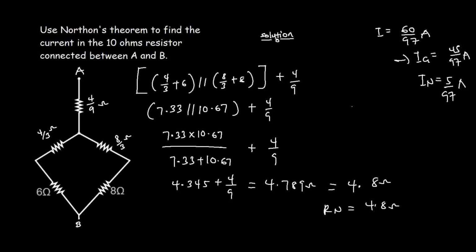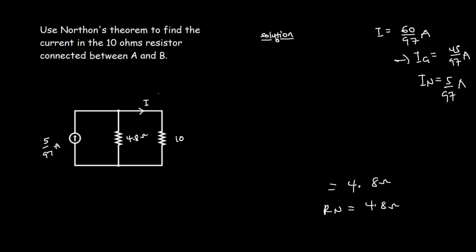Okay. So now that you know Norton's resistance, and then we know Norton's current also, you can go ahead and draw out Norton's equivalent circuit, and then you will use this to calculate for the current flowing through the 10 ohms resistor. So let's go ahead and do this. Okay, so now this is Norton's equivalent circuit where you have Norton's current here, you have Norton's resistance here, then you have the 10 ohms resistor here. So I'm going to use this circuit to calculate for the current flowing through the 10 ohms resistor.